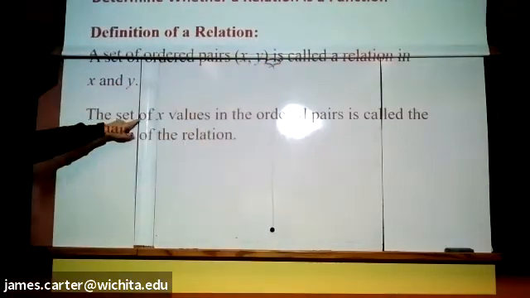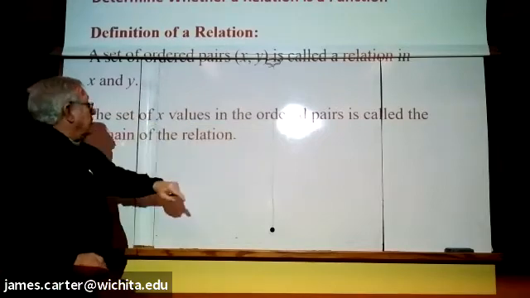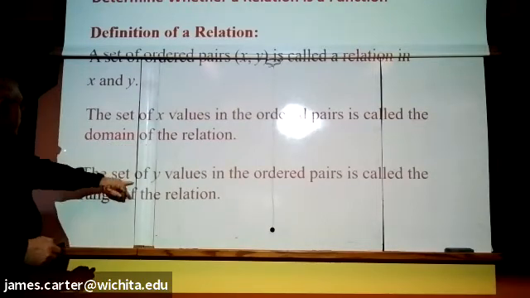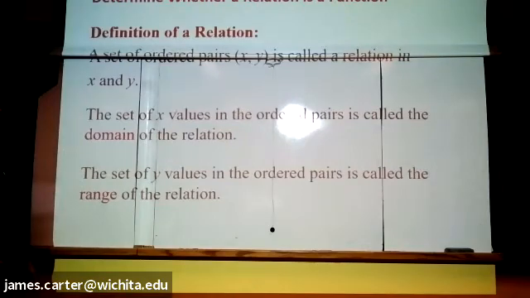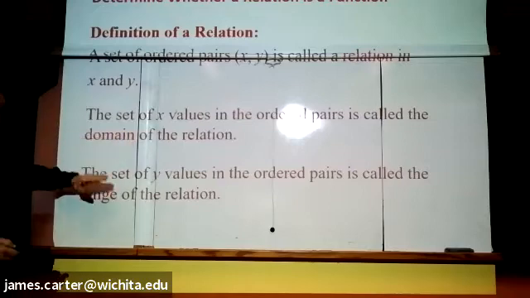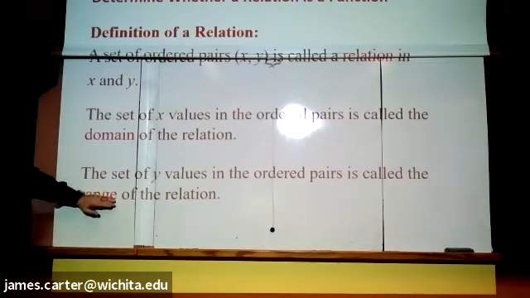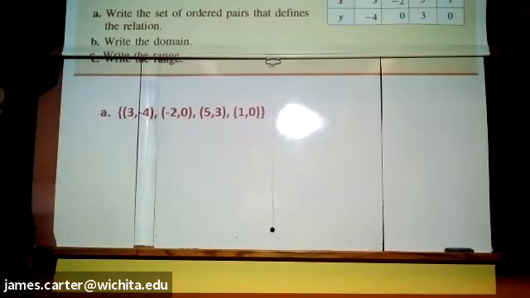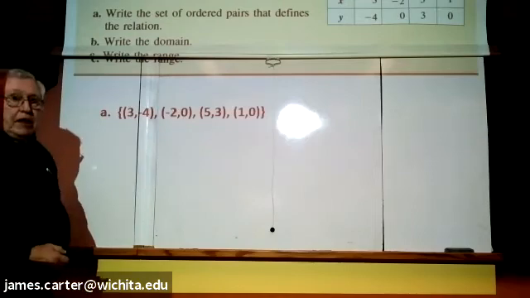Now, the set of x values in the ordered pairs is called the domain or the home base, and the set of y values in an ordered pair is called the range or the outcome of the relation. In other words, you pick the x, it's the independent variable, it can be anything, and then the y value becomes dependent on whatever the x value is. For this table shown up in the top right corner.